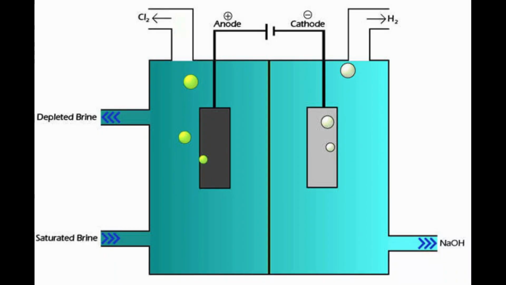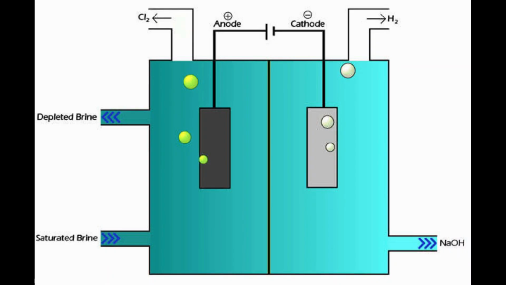Now, what happens when electricity is passed through an aqueous solution of sodium chloride, which is a salt? It decomposes to form NaOH, which is sodium hydroxide, and that is a base. This process is called the chloroalkali process. It is called so because of the products formed. So, looking at the chemical equation, NaCl reacts with H2O to give NaOH plus Cl2 plus H2.